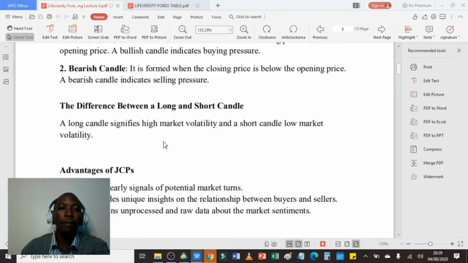Then the difference between a long and a short candle: as you can see here, a long candle signifies high market volatility and a short candle low market volatility. We can just go back to the chart.